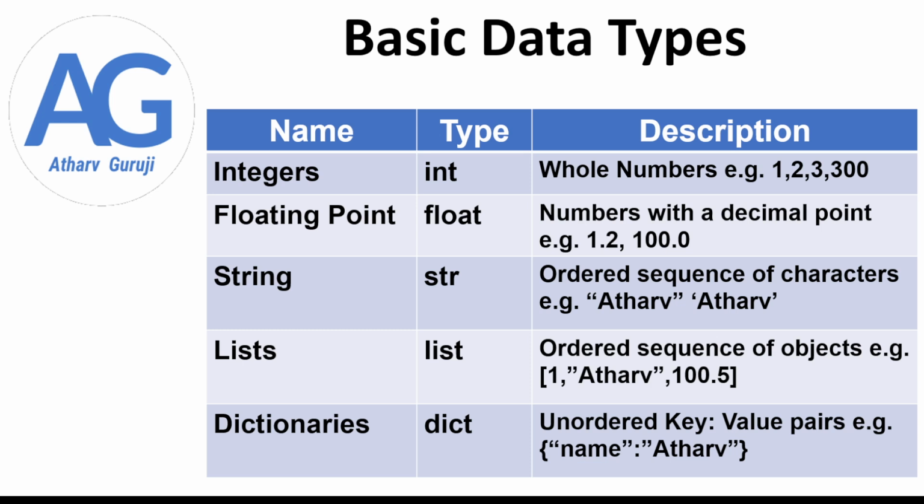And this one dictionaries. So dictionary type is dict. This is unordered key value pairs. For example, here you see in the curly brackets name and athav. So name is here as a key and athav is the value here. So based on the key you can display the values here. Simple.